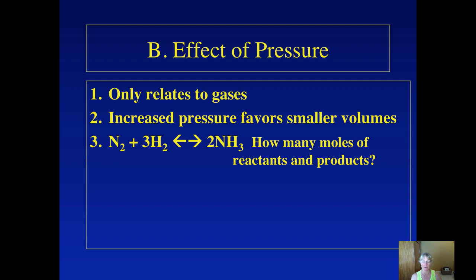So what you need to do first is accounting. On the left-hand side as written, there is 1 mole of nitrogen molecules and 3 moles of hydrogen. On the right-hand side, remember this only works for gases, if they're all gases, there are 2 moles of ammonia molecules. So there's a total of 4 molecules on the left and a total of 2 on the right. Increasing the pressure will go to whichever side has the fewest molecules. Which way would this equilibrium shift?